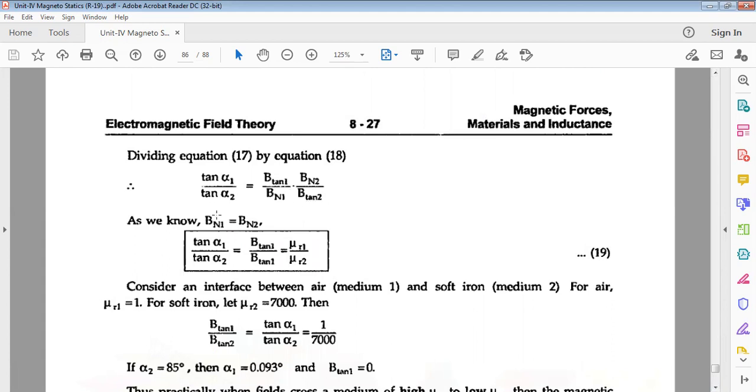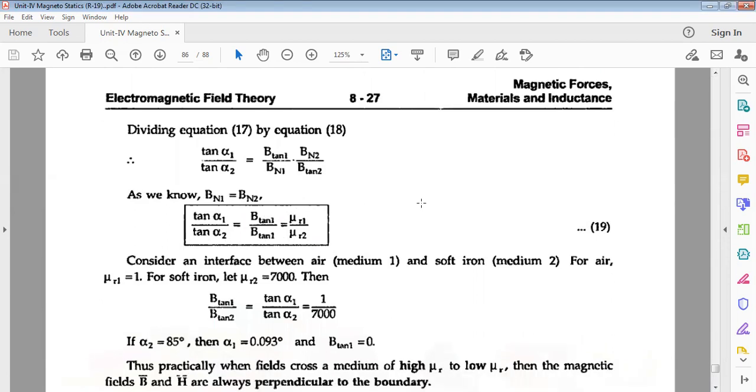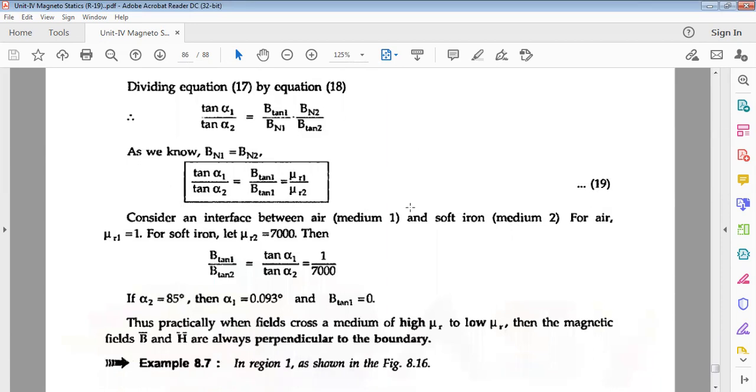Because Bn1 is equal to Bn2, as we already derived, the expression gets cancelled. Tan alpha 1 by tan alpha 2 is equal to B tan 1 by B tan 2, that is equal to mu r1 by mu r2. Why does it matter, friends? Why do we take this?